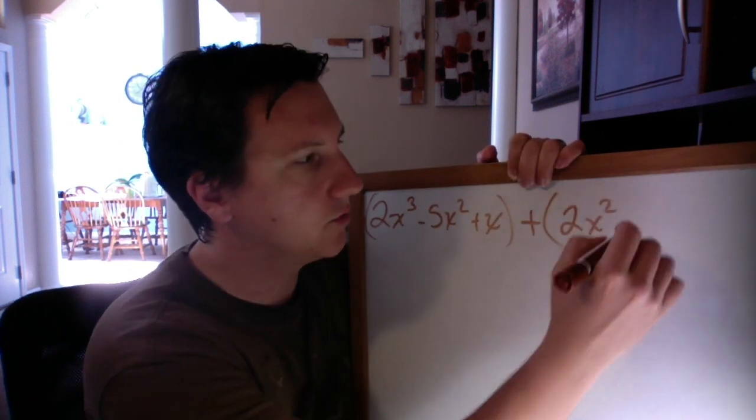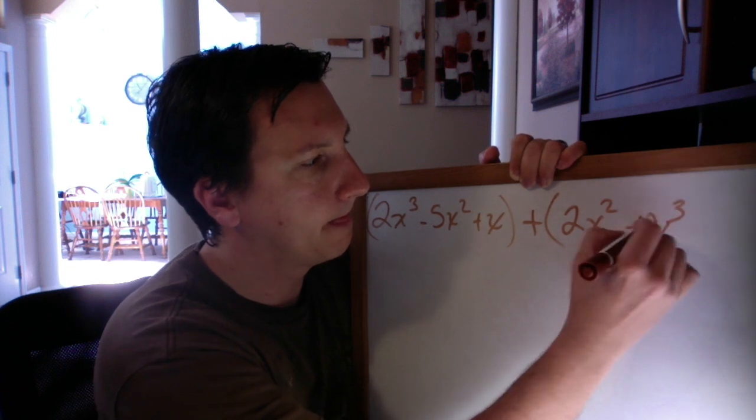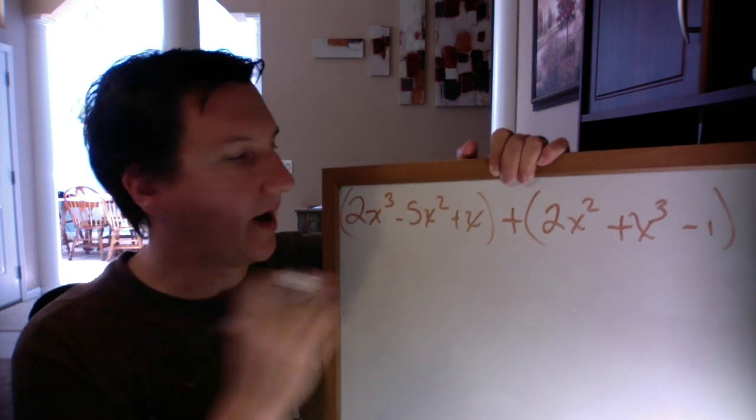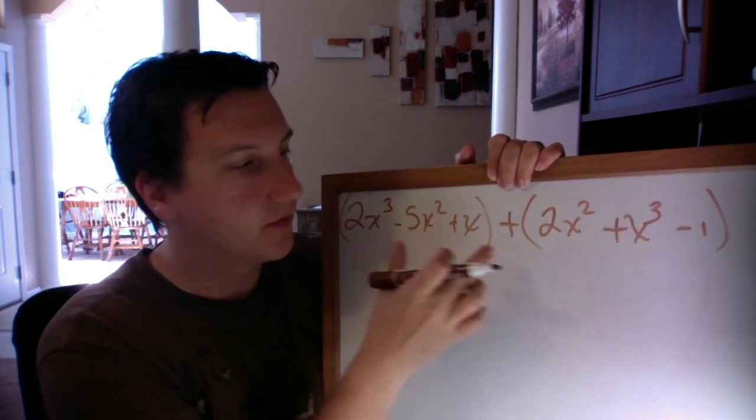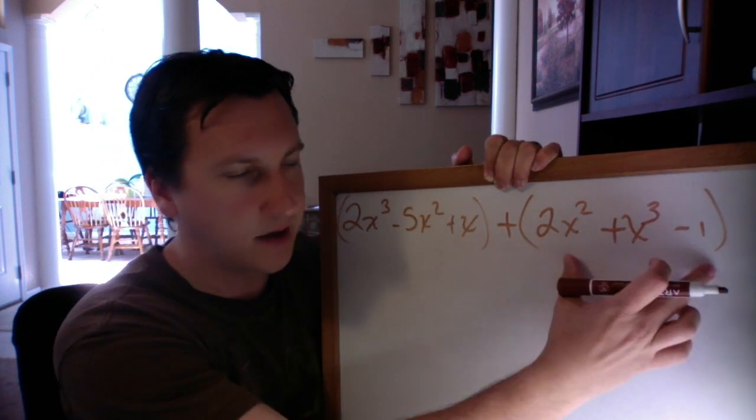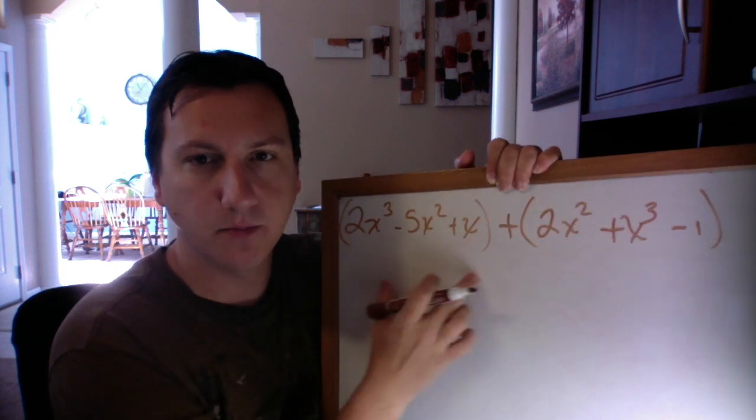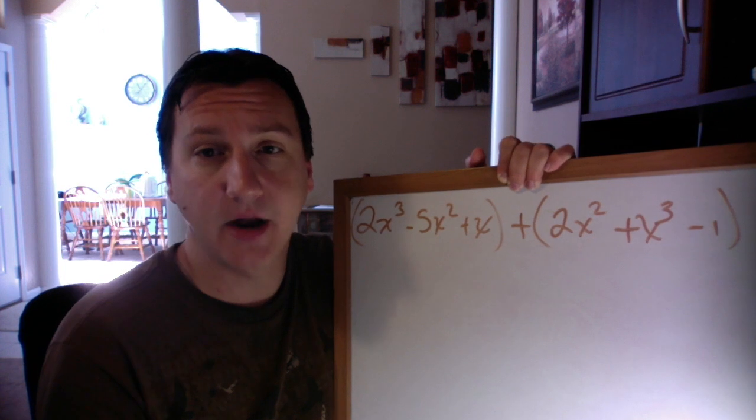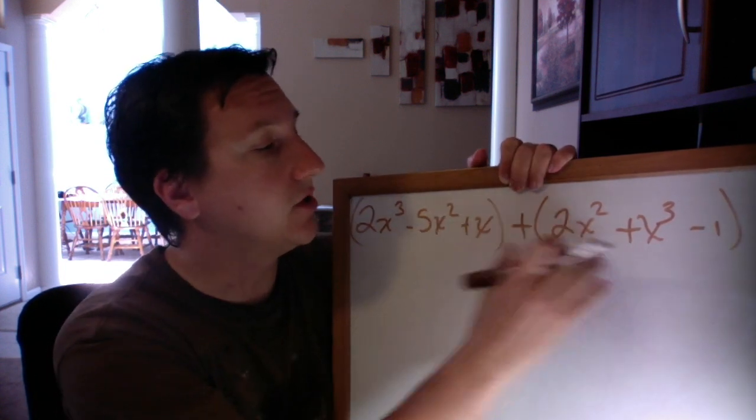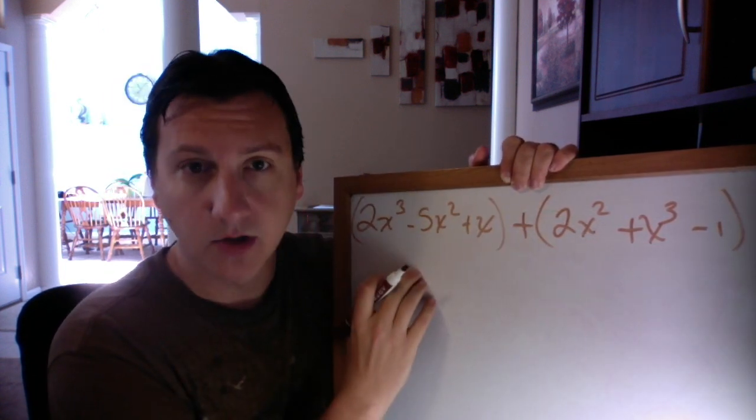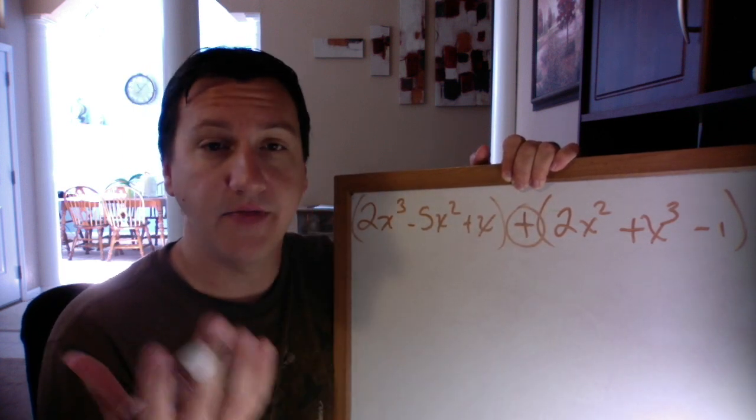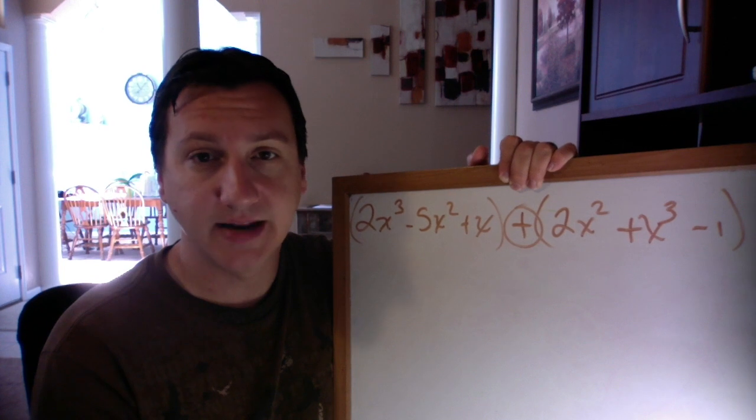plus x cubed minus 1. And so I have one polynomial, addition, another polynomial. So I'm adding these two polynomials, okay? And it's really as simple as that. All I'm doing is going through and looking to find like terms, to combine them or to add them, and then I'm going to basically simplify that expression.